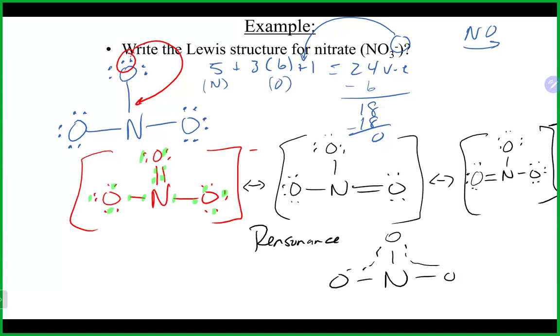If you were asked to draw a Lewis structure for NO3 minus, any one of the 3 pictures would be perfectly fine. If you're asked to draw a Lewis structure with all resonance structures, you're supposed to draw all 3 of those structures. Any questions on that there?